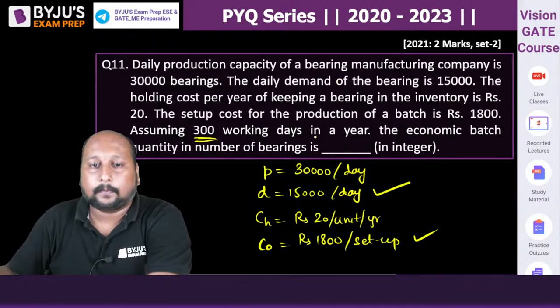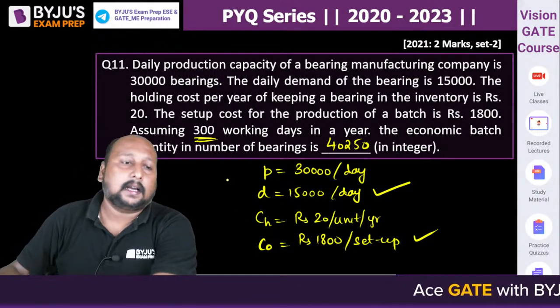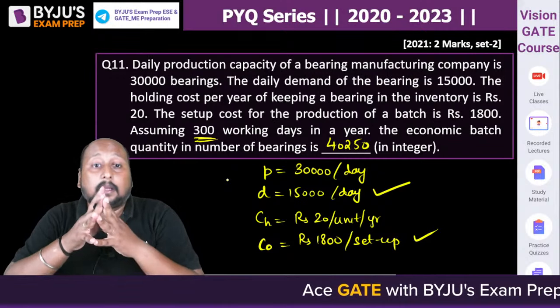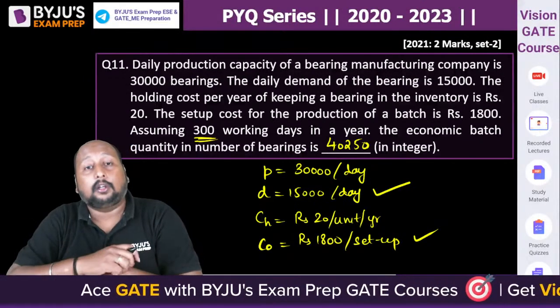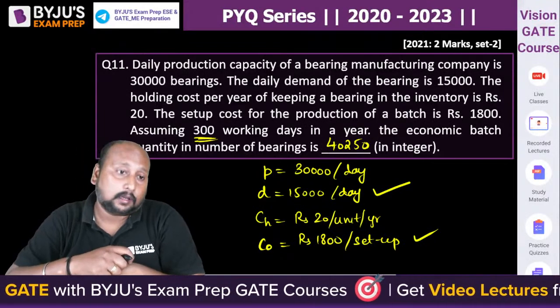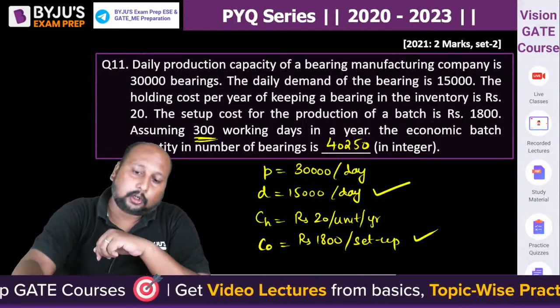40,250 units is the final correct answer. This is the optimum number of bearings that should be produced for having the minimum cost. Okay, 40250 units. Done. Next question, question number 12.